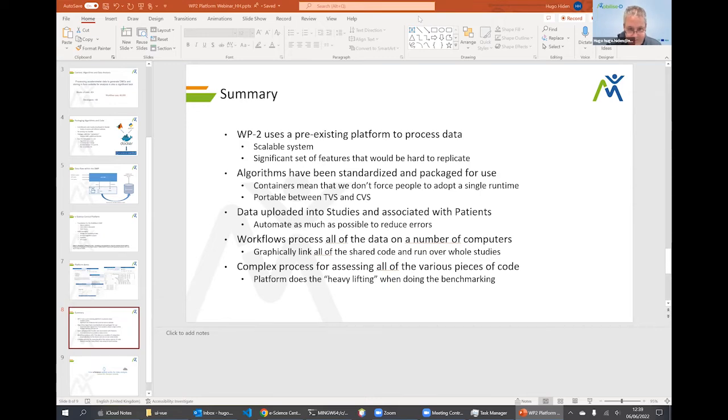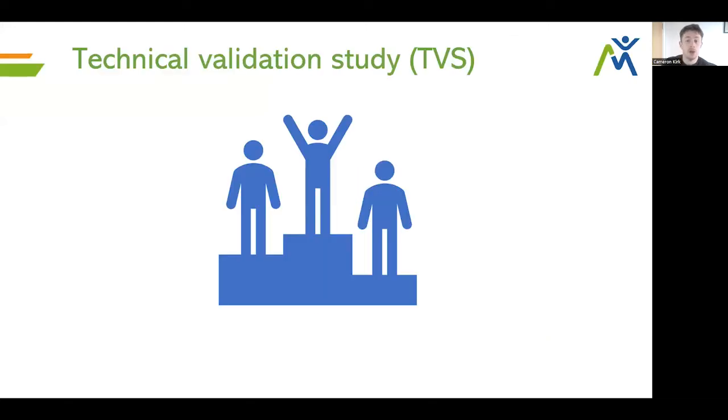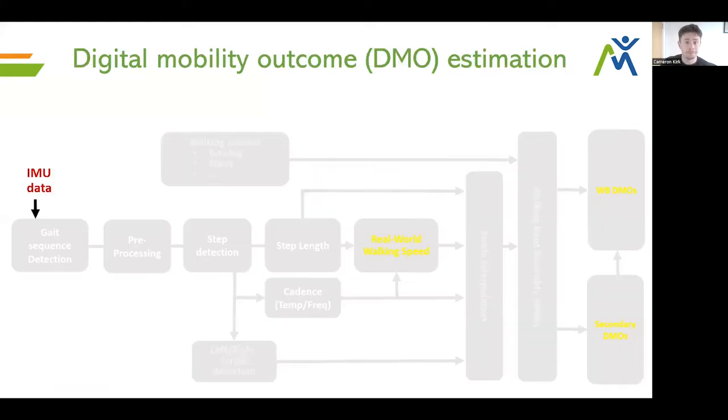Thank you. So my name is Cameron Kirk, and I'm a second-year PhD student from Newcastle University. And today I'll be telling you how eScience Central works for data analysis in the Mobilise technical validation. So in short, a major goal of the technical validation study was to rank and identify the single best algorithm combination for each block of the digital mobility outcome pipeline.